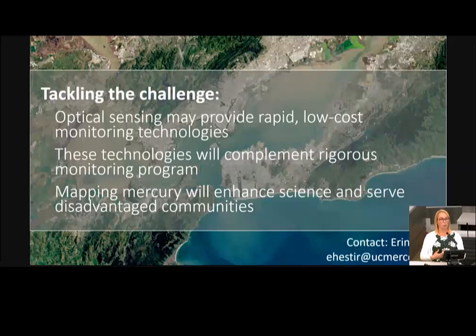So these high-quality sampling programs need to continue to really make sure that we're in compliance with TMDLs, but we hope that these technologies will help fill in the gaps and provide a first-order estimate of what surface mercury is doing in the water column. And again, we really hope that by mapping this mercury, we're going to start to tackle some of those science questions around transport and production, and ultimately serve many of the disadvantaged communities that rely on this information to make informed decisions about their fish consumption.